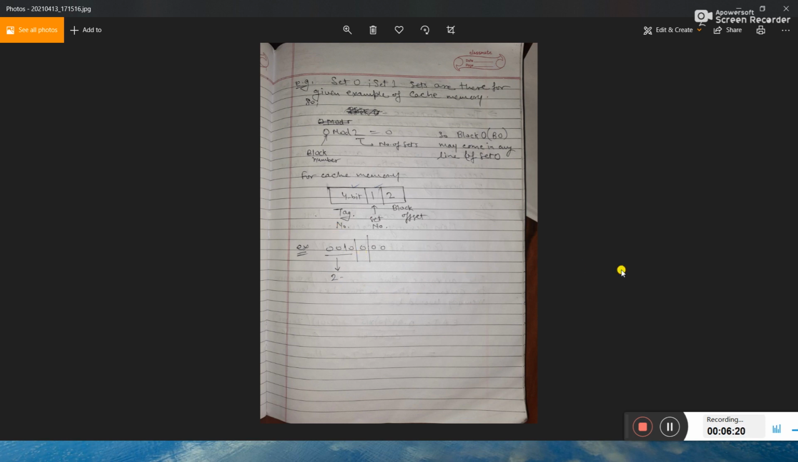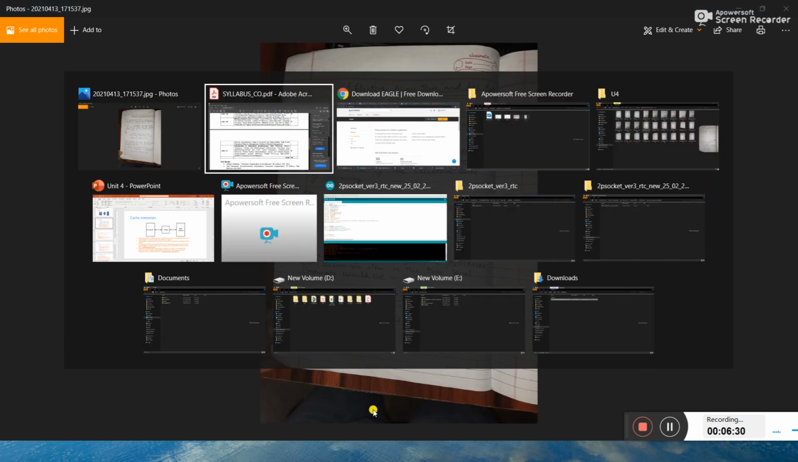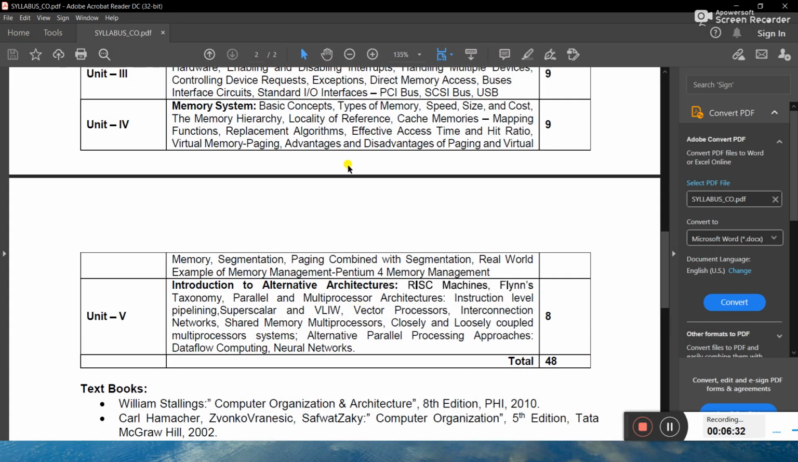So this is all about set associative mapping. In my next lecture I will tell you about replacement algorithms, effective access time and hit ratio. Thank you for this lecture. Thank you.